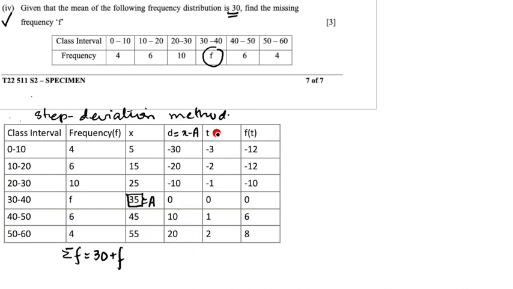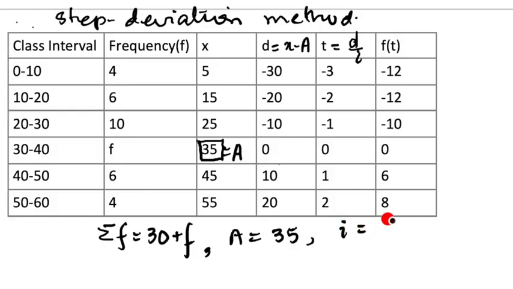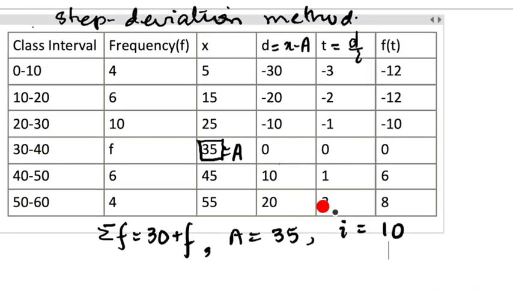And then we have T. The value of T is D upon I. Let us write this. Our A is 35 and your I is the class width, and class width is 10 values, 0 to 10, 10 to 20. So each class has the width of 10. So you have to divide D by I. So minus 30 upon 10 will give you minus 3. This will give you minus 2. Now you will see it becomes like minus 1, 0, 1, 2.